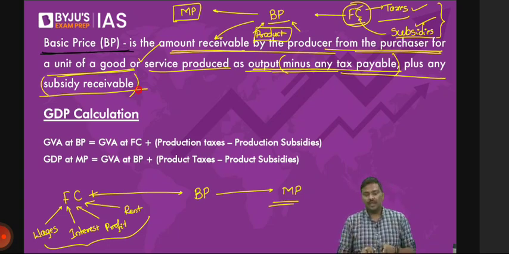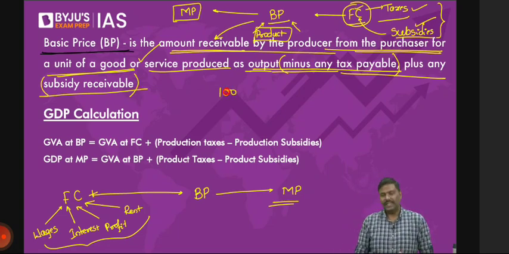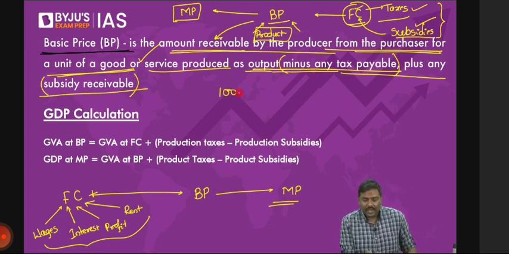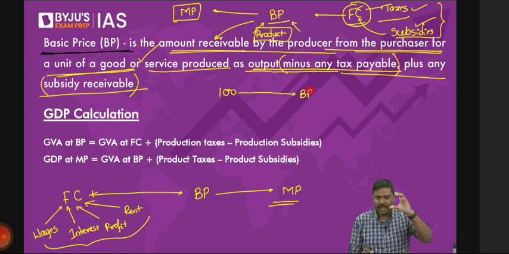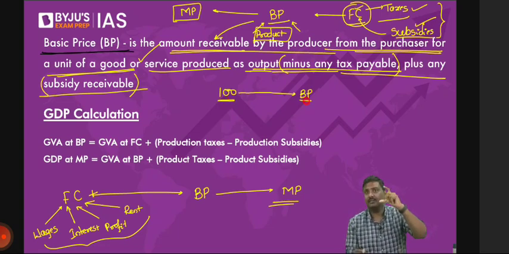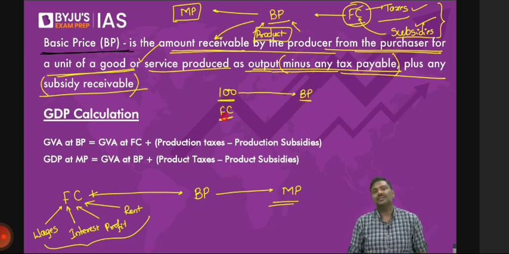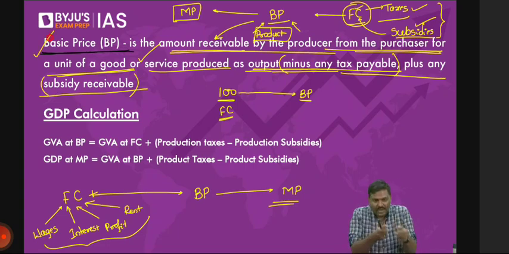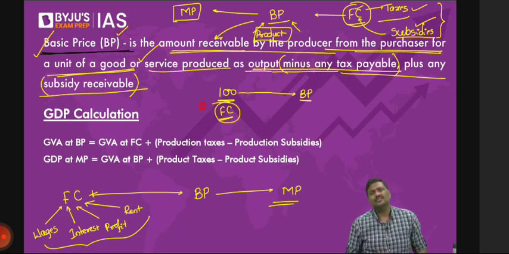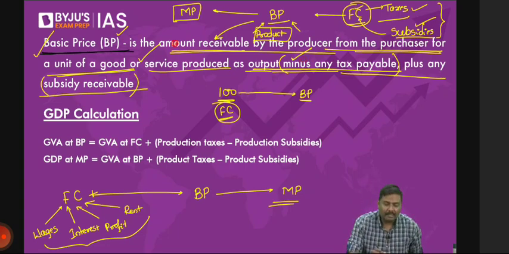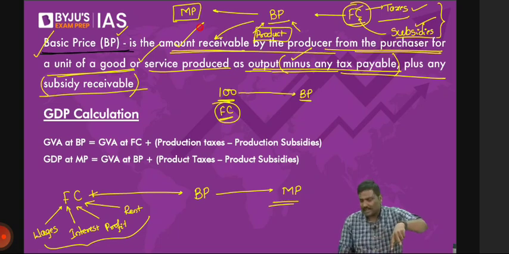Follow this very carefully. Imagine the factor cost is 100. You are looking from 100 to basic prices, so you'll have to start accounting with factor cost. But do I calculate basic prices in the definition using factor cost? Those who are asking me the doubt, sir, in the definition I've written minus tax, it should be plus tax. Am I using factor cost to calculate basic prices here? No.